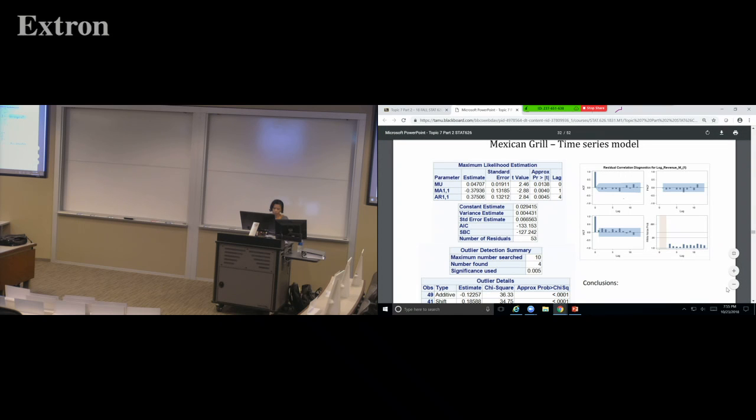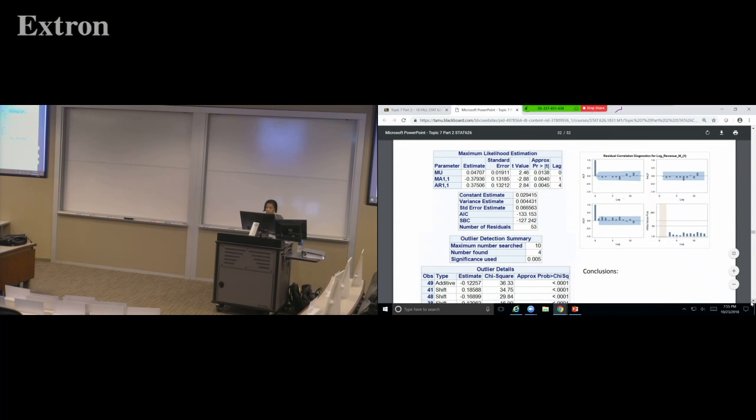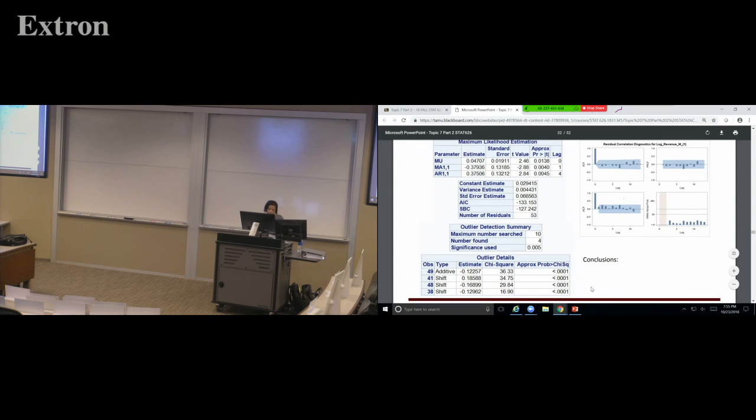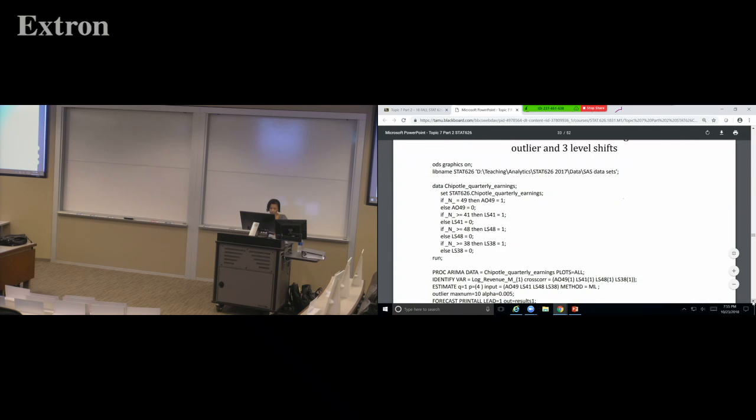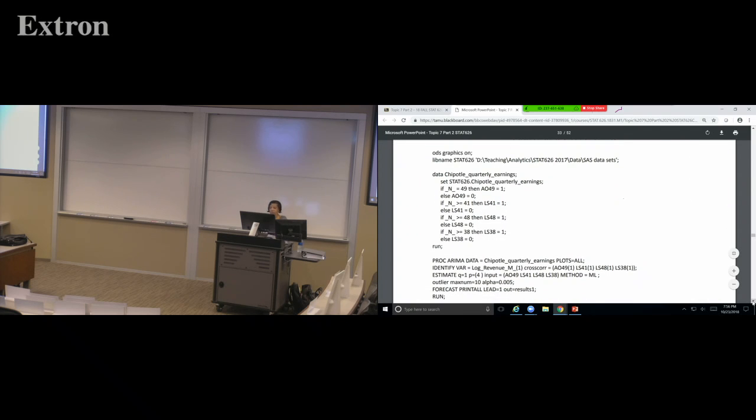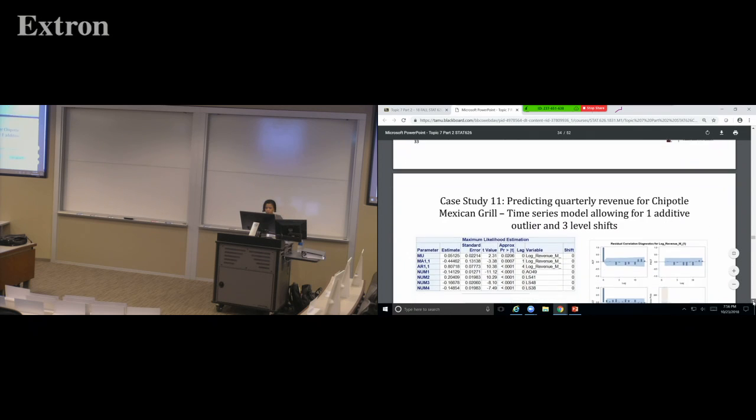Okay, so when you apply that model to the Chipotle Mexican Grill data, what we're able to see here is that the residuals appear to be white noise, and when it examined the outliers, it located 4 total, 3 level shifts and 1 additive outlier. The parameter estimates, as we saw, are significant. So moving forward with a model that includes those outliers, this is the code for that. This is just our traditional SARIMA model. That's what we're doing, so don't be lost and confused. It's just a SARIMA model.